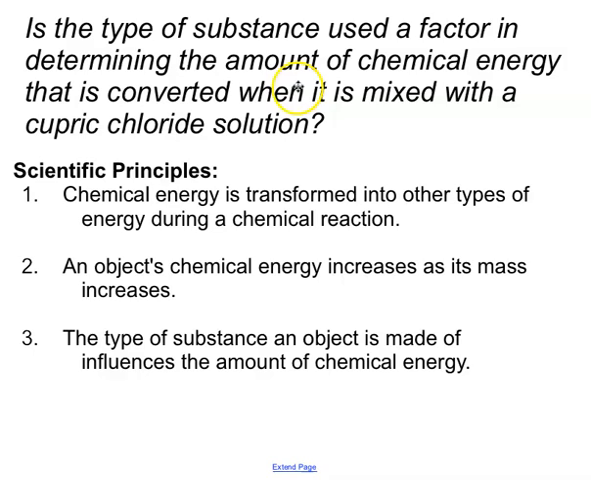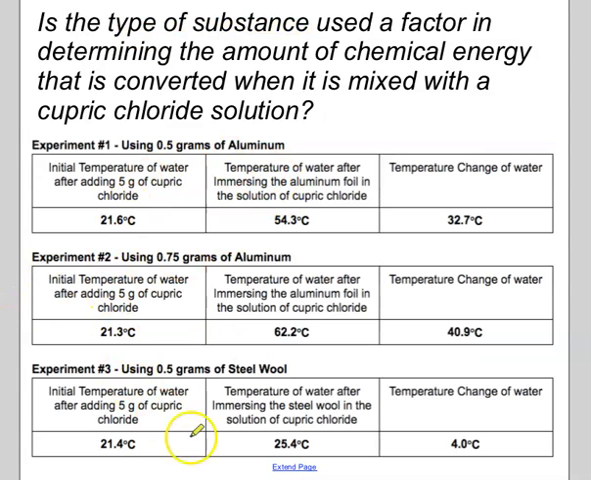So when we look at the scientific principles, again, I'm going to highlight part of it. Let me get a highlighter out. Here we go. So it's the type of substance. And if you read through here, this one talks about the type of substance. That's why it's so important to look at the scientific principles before you answer the claim, because you want to know which one supports. And here it says the type of substance an object is made of influences the amount of chemical energy. So once you've done that, and again, you can consult the evidence. So it just wants to know about the type of substance.